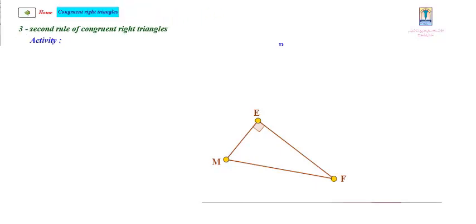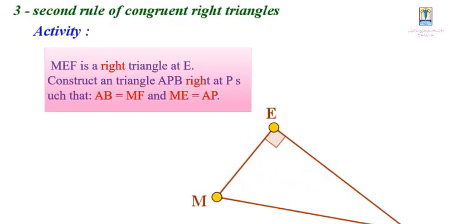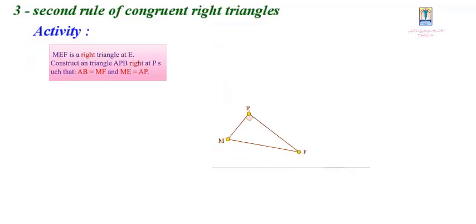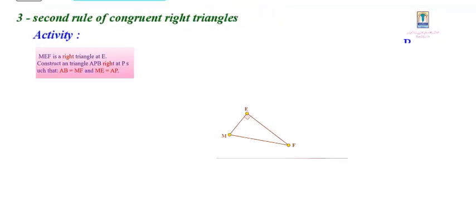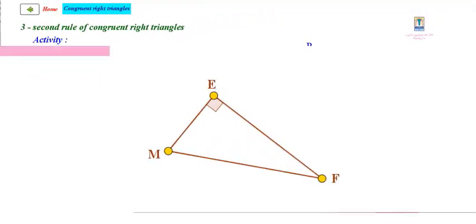Now, we will talk about the second rule of congruent right triangles. We have MEF is a right triangle at E. Construct a triangle APB right at P such that side AB is equal to side MF and side ME is equal to side AP. Construct first the second right triangle APB. Remember that AP is equal to ME and MF is equal to AB.